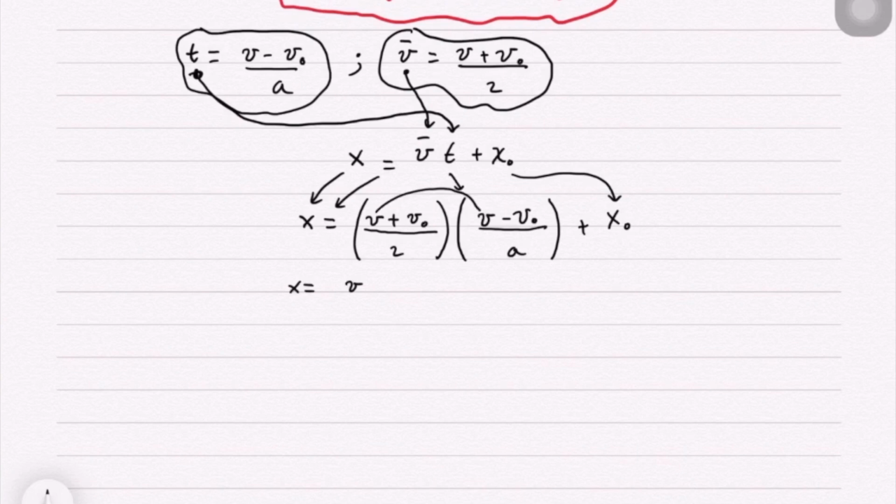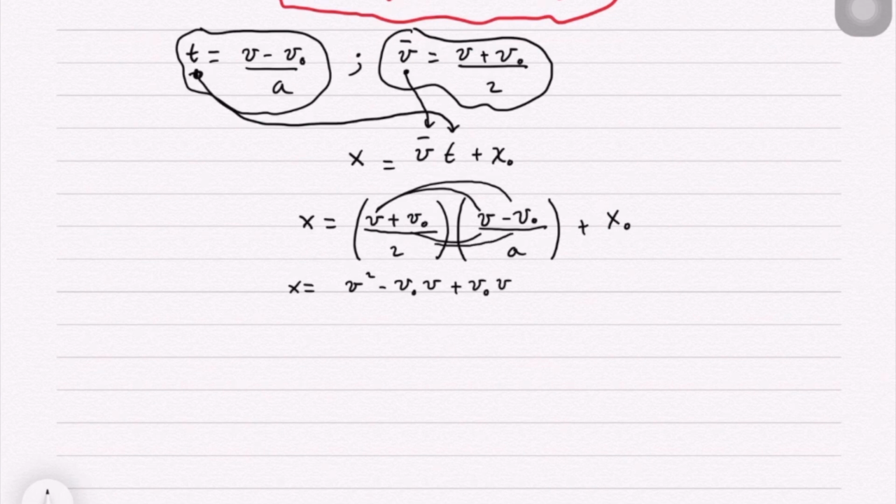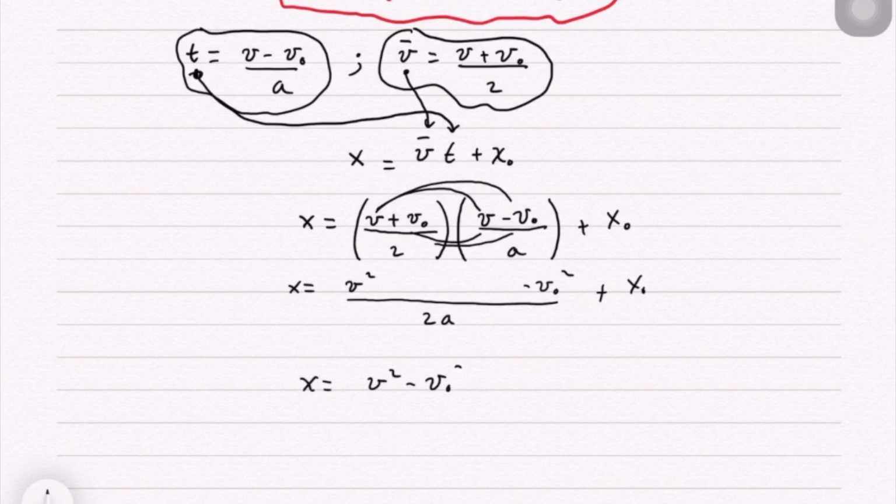So v times v is v squared. v times minus v naught equals minus v naught v. Plus v naught times v is plus v naught v. And then v naught times minus v naught is minus v naught squared. Divided by the 2a plus x sub naught. And notice how minus v sub naught v and plus v sub naught v will cancel out each other. That becomes 0. So what we have left is v squared minus v sub naught squared over 2a plus x sub naught.